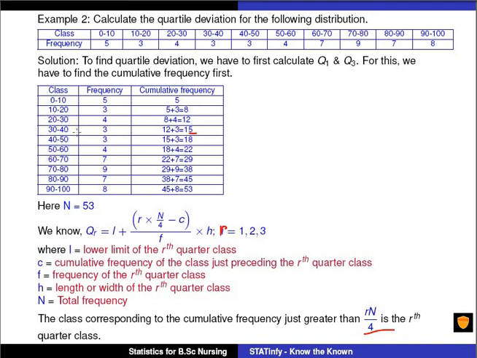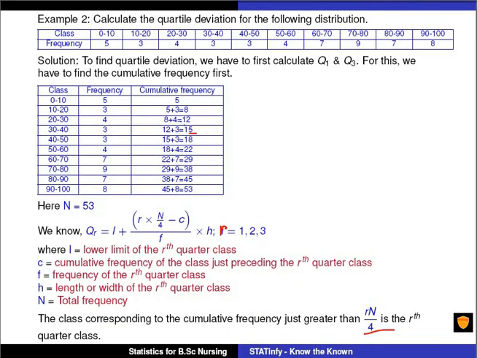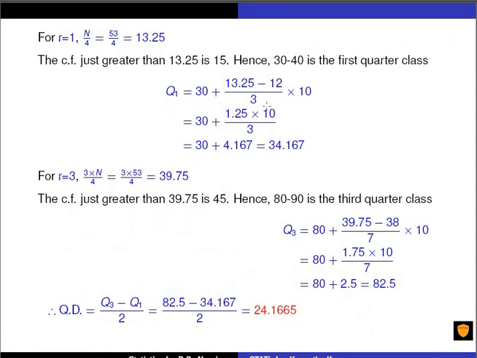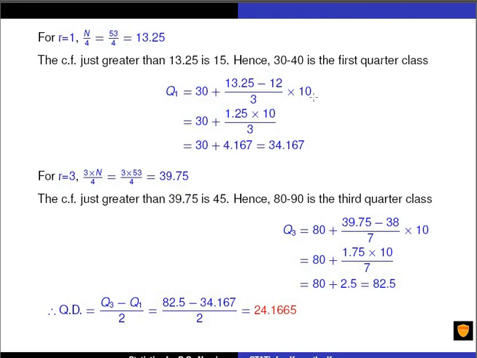Okay, 30 to 40 is our first quartile class. So now we put the lower limit of the first quartile class, then N by 4, which is 13.25, minus the cumulative frequency of the class just preceding the first quartile class, which is equal to 12. So we put 12 here, and then this is f, the frequency of the first quartile class, which is equal to 3, that's why you put 3 here, and then into 10, because the length of the class interval is 10.